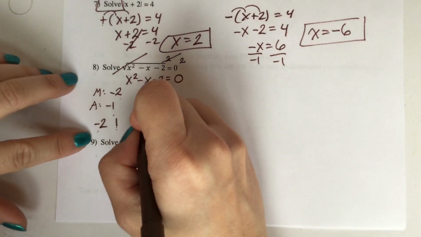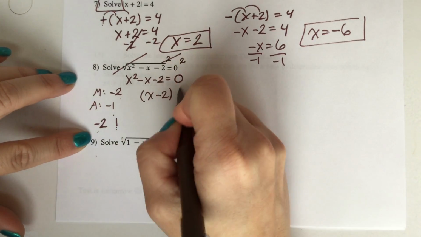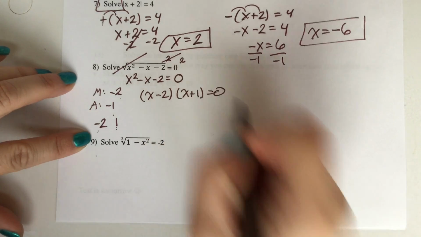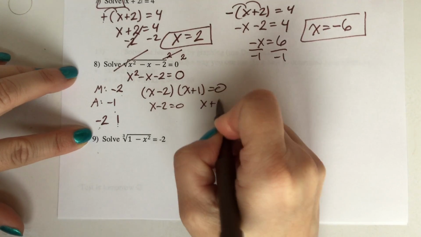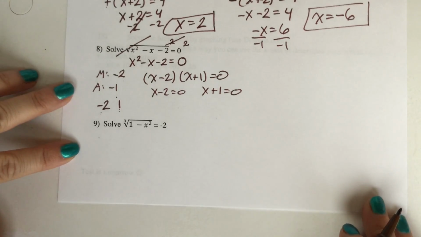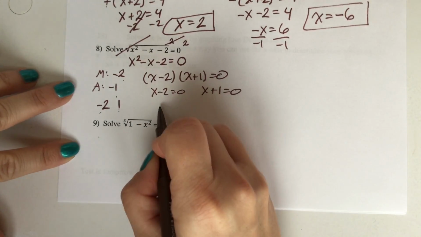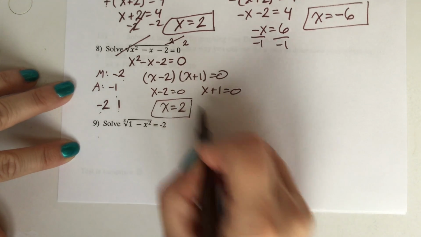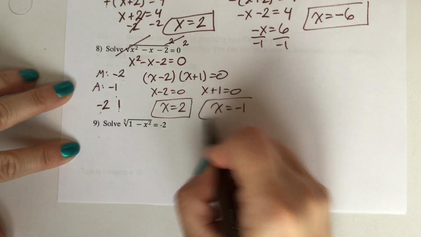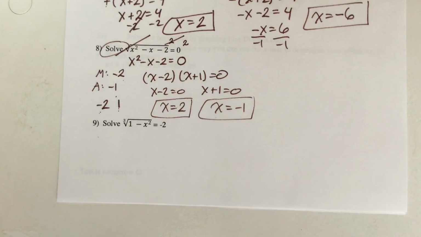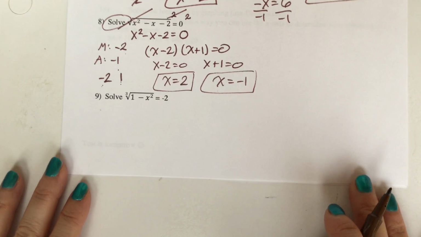So what I have to do is go ahead and factor that. (x - 2)(x + 1) = 0. To solve, you take each factor separately and set it equal to 0. To get x by itself here, I would add 2. 0 plus 2 is 2. To get x by itself here, I'd minus 1. 0 minus 1 is -1. You just solved it. Next one, number 9.